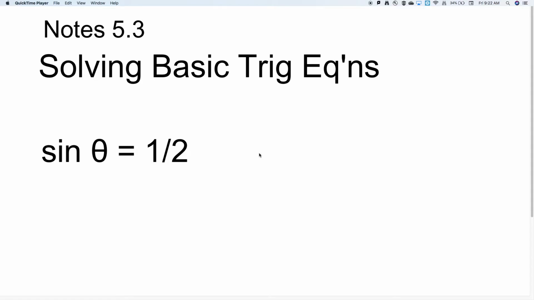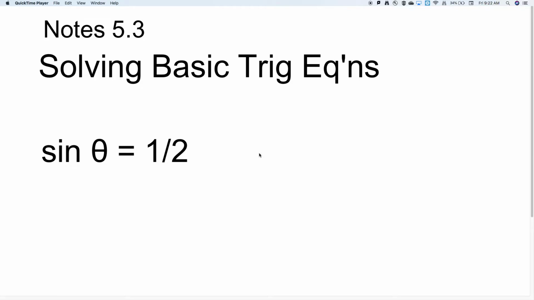So I'm going to start with a very basic trig equation that says the sine of theta equals 1/2. When you're solving these equations, you're solving for theta. Of course, we can put any variable we want, so sometimes you'll see x's in there. But you're trying to find the angle within the trig function that has that specific ratio at the end.